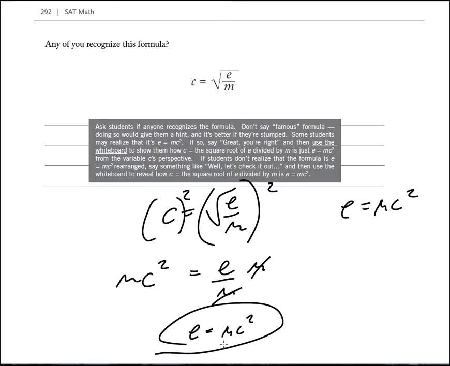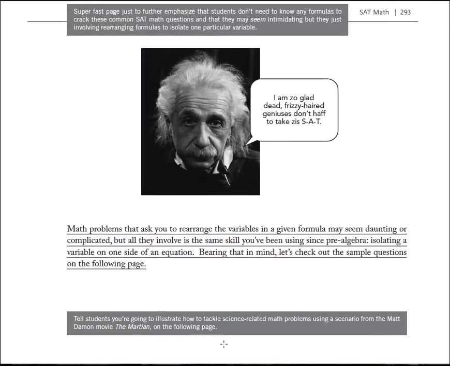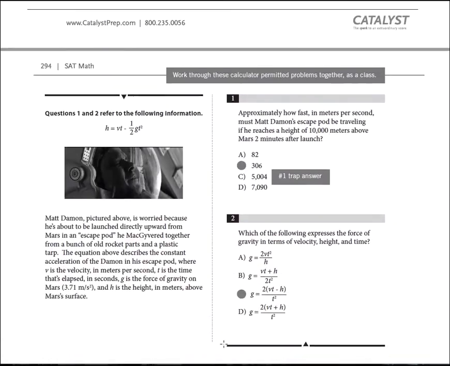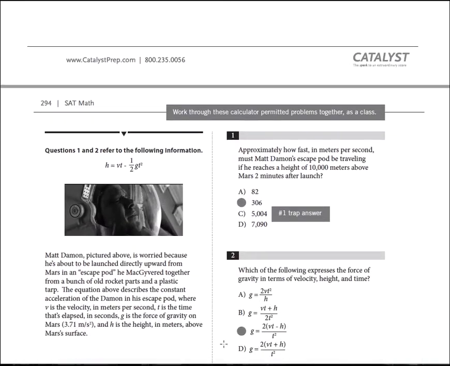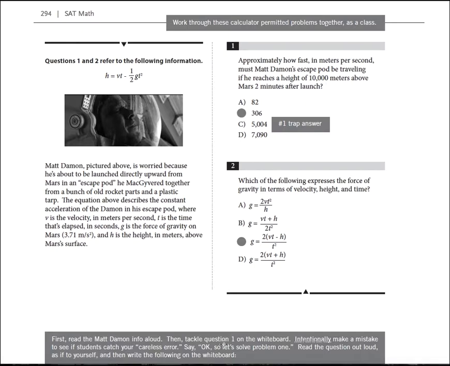And you can say, so all we really did here is we proved that C equals the square root of E over M is just an equivalent form of E equals MC squared. And again, that's a very common type of science-related question that you'll face on the SAT's math test. So let's go to page 294 here. You basically can just skip over 293 and kind of paraphrase this. Let's go to page 294, and we're going to do a couple of questions here that represent the two types of science-related math questions you're guaranteed to face when you take the SAT.